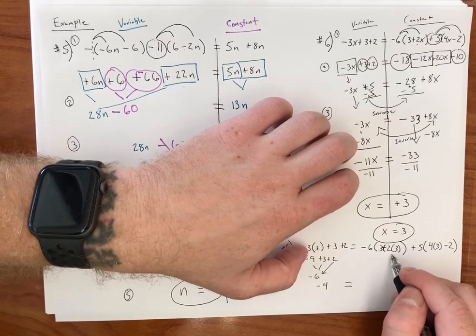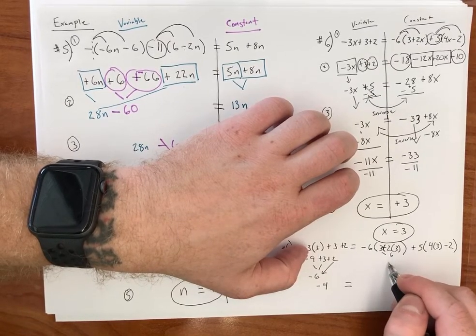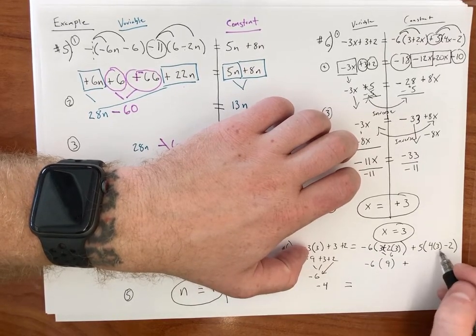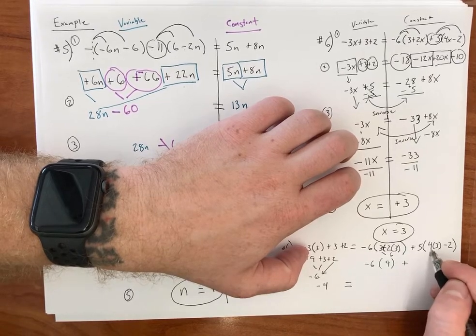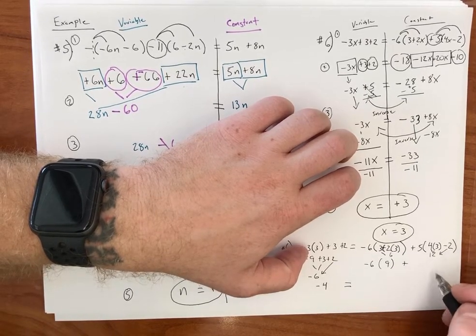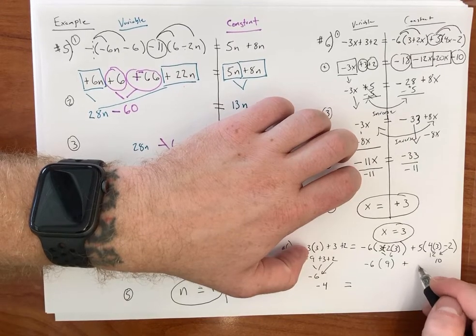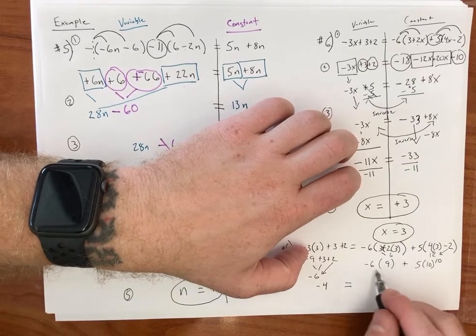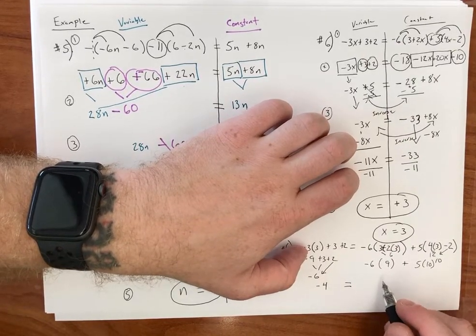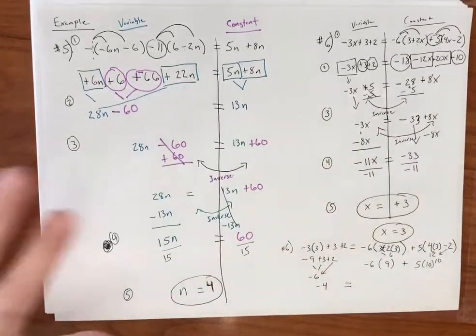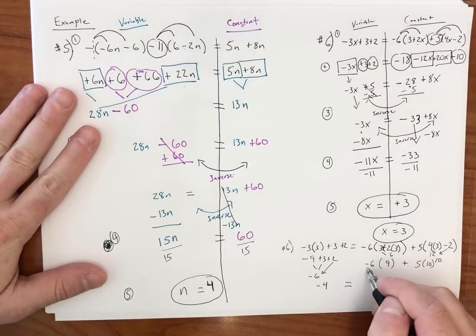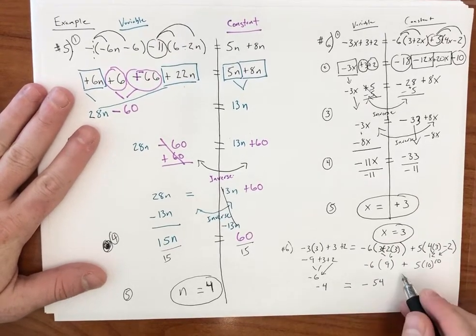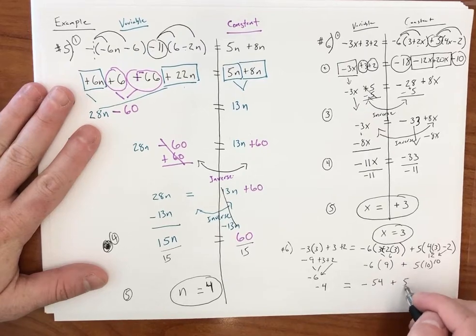2 times 3 gives me 6, plus 3 gives me 9, plus 4 times 3 gives me 12, minus 2 gives me 10, so 5 times 10 here. So let's go ahead and do the math. 6 times 9 is going to give me, negative times a positive gives me a negative. 6 times 9 gives me 54, plus 5 times 10 gives me 50.